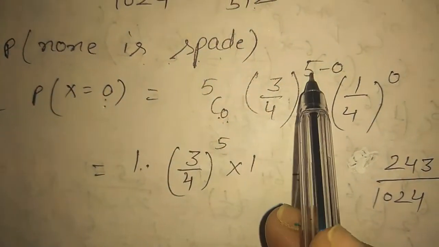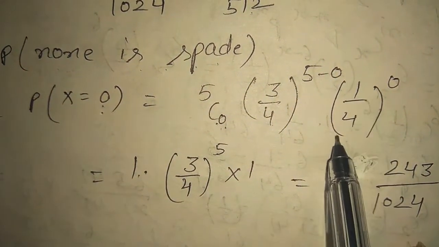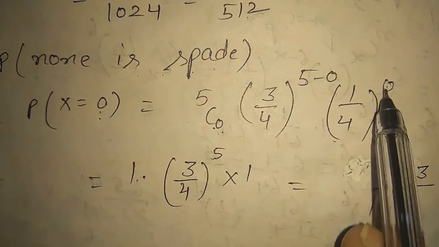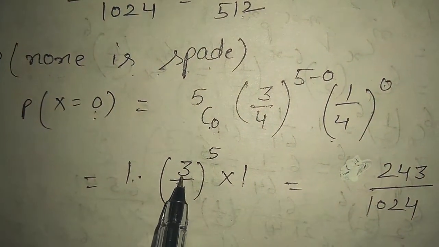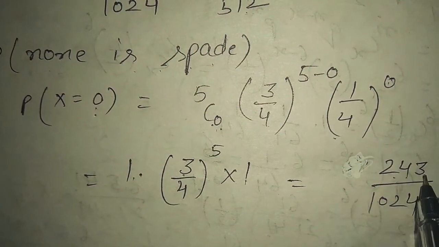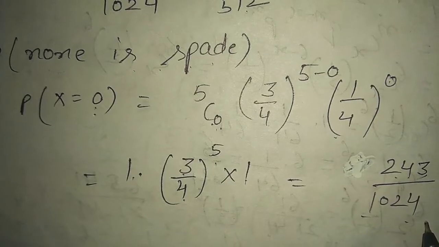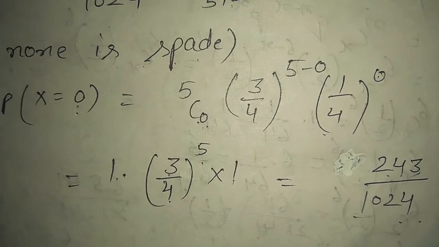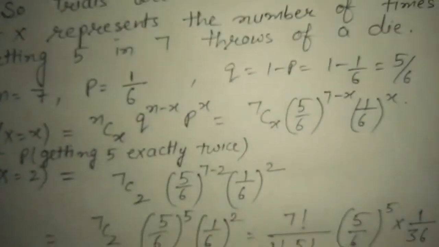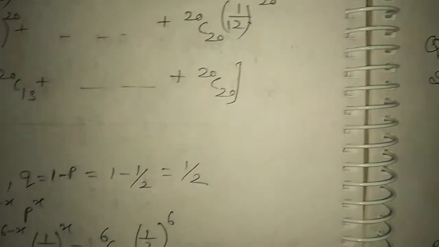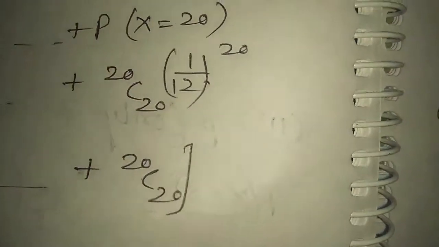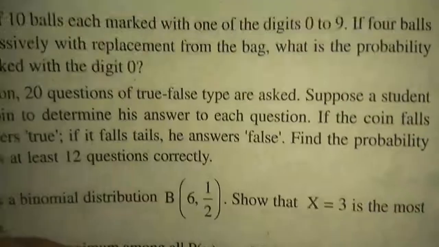3 power 5 minus 0 is power 5, and 1 by 4 power 0 is 1. So we know that 3 power 5 is 243 and 4 power 5 is 1024. This is the answer. Now come to question number 7, because 5 and 6 are the same as these questions and you will do 5 and 6 yourself.